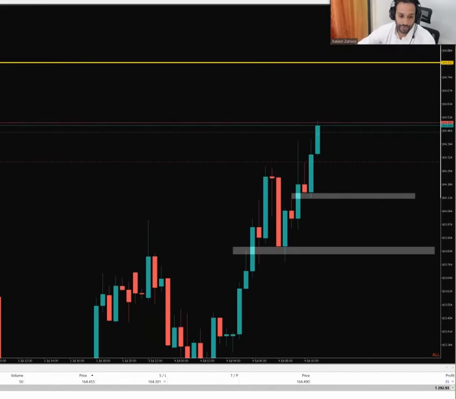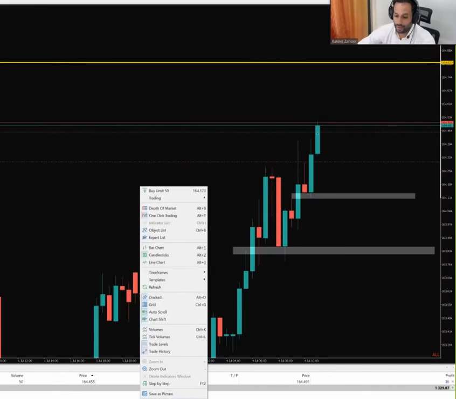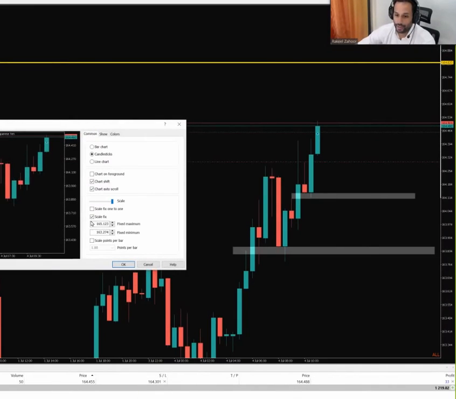How can I move the chart on MT5 like you do? It's very easy. Go to Properties, Common, Scale Fix.